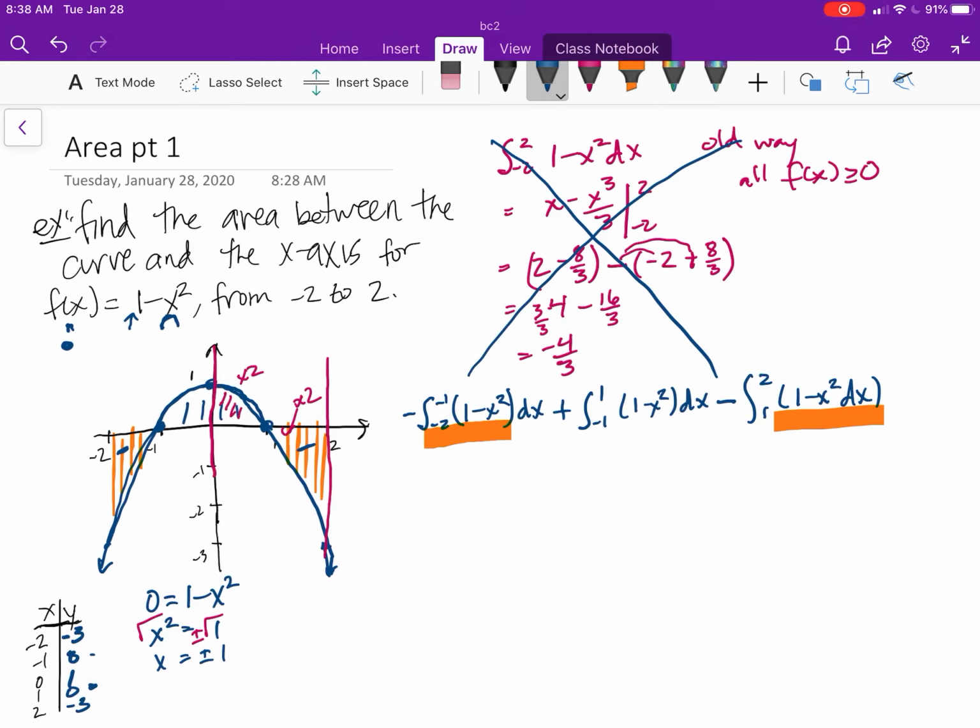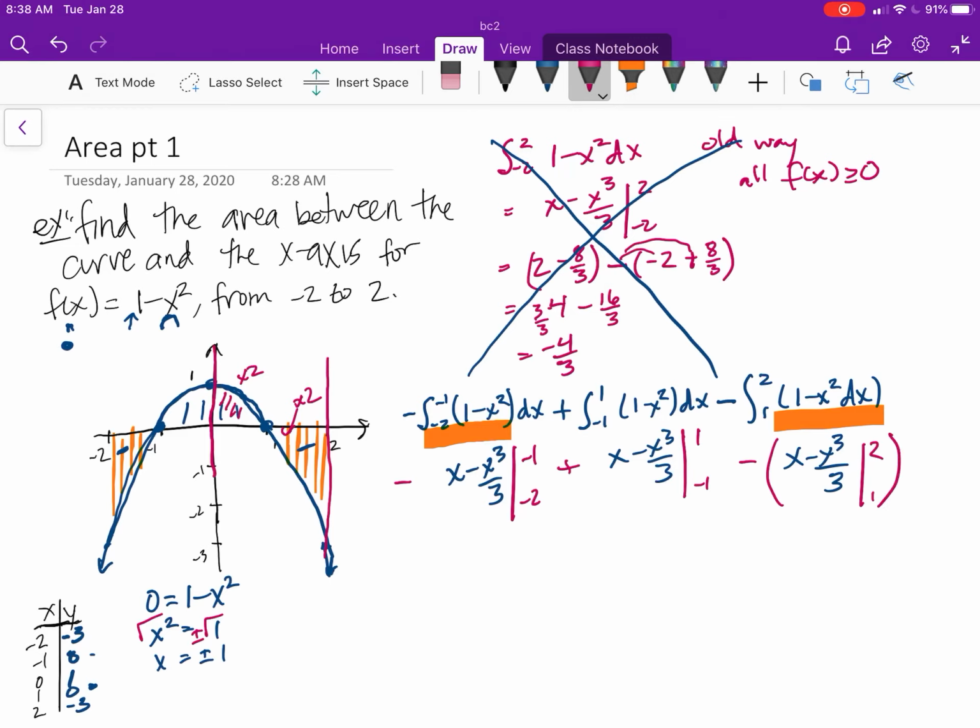We know all of these are going to be the same integral, right? x minus x to the third over 3, x minus x to the third over 3, x minus x to the third over 3. But the bounds are different for each of these. This one has a negative, and it goes from -2 to -1. This one's a positive, -1 to 1. This one's a negative, 1 to 2. It's important to remember this entire piece is negative, right? So I put parentheses. All right.